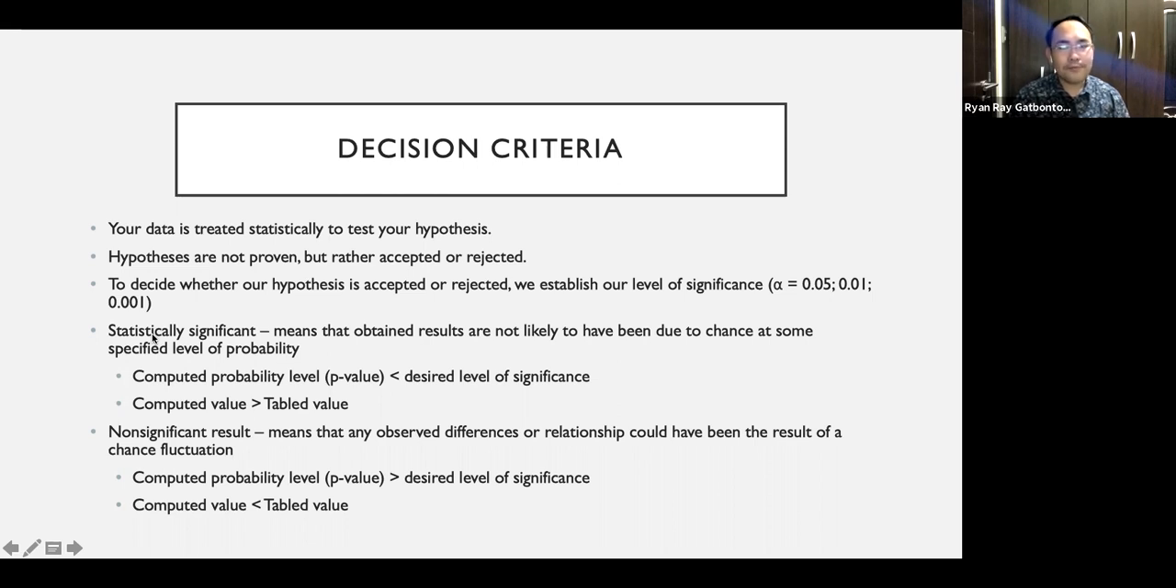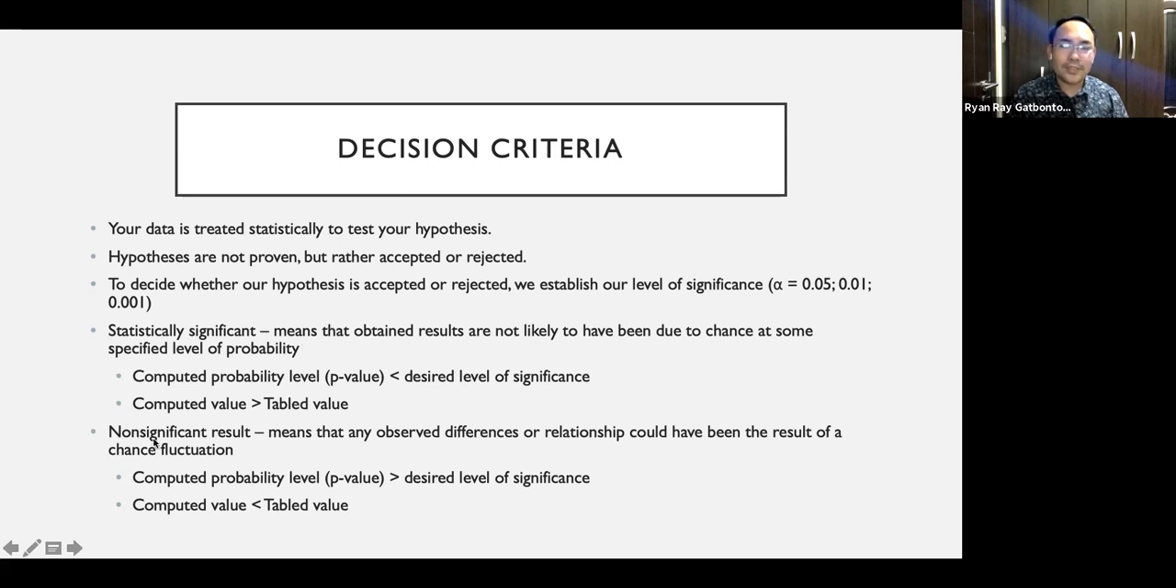significant. If you use statistical software to compute for statistical significance, there's a value there that you need to look into, which is your probability value. If you're using SPSS, you usually look at the sig value, or the significance value. It's the same as your p-value. If your p-value is less than the desired level of significance, which is your alpha, 0.05, we say that your results are statistically significant.